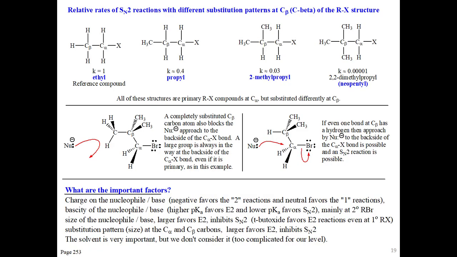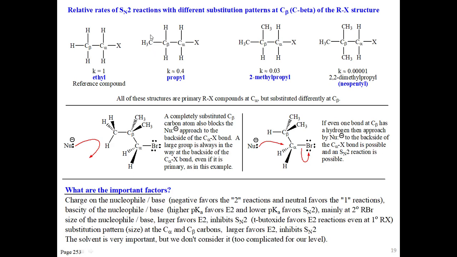Now, it would seem like C alpha is all we have to consider, but that's not the case. We also have to consider what's going on at C beta. Okay? So C beta is the carbon attached to C alpha. So here again is our reference, ethyl. That's 1. Okay? C alpha has the X and C beta is over here. I have only hydrogens here.